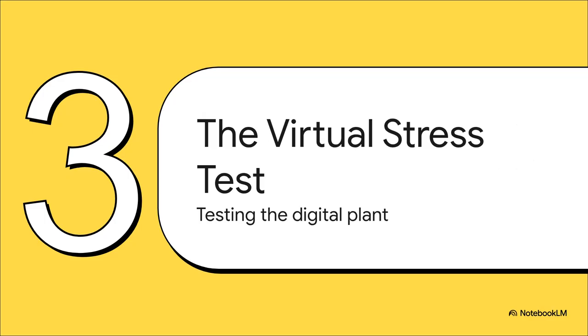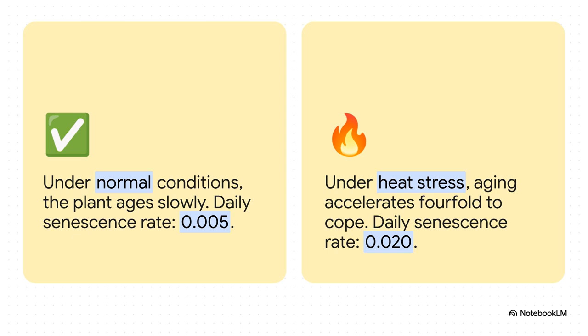All right, we've got our digital plant built. So what's next? We stress it out. We can run these virtual experiments, throwing all kinds of crazy conditions at our simulated plant just to see how it holds up. So check this out. On the left, everything's perfect, ideal conditions. Our digital plant is just cruising along, aging at a really slow baseline rate. But then, look at the right. We simulate a heat wave, and boom, the model just kicks into overdrive. The total senescence rate quadruples as the plant hits the panic button and speeds up its aging to cope.